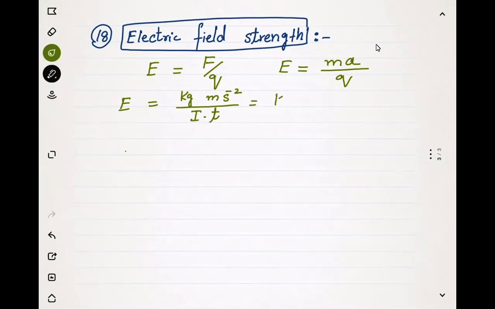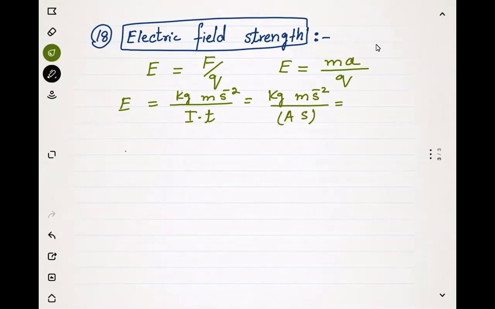So finally it would become kilogram meter. We'll put units together. First we should write it as, for MA I will write kilogram. For acceleration I will write meter second minus 2. For charge I will write current into time. And finally it would become kilogram meter second minus 2 divided by ampere second. So the final form of base units will become kilogram meter ampere minus 1 and second minus 3. So these are the base units of electric field strength.